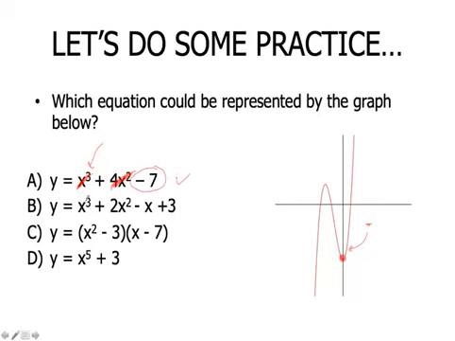What happens if we do it for b? Plug in 0 there, goes away. Plug in 0 there, goes away. Plug in 0 there, goes away. Nope, that doesn't work. That's a positive number. I need a negative number for my y-intercept.